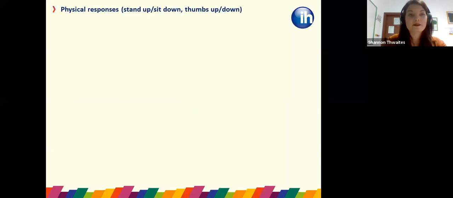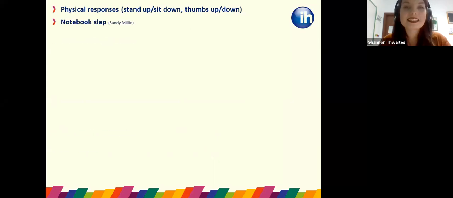So the first idea for today is physical responses. So encouraging your students to stand up and sit down to agree or disagree with you, yes or no. You could do a human tick or cross. Particularly good for those starters reading exercises where they have to read and say yes or no, or tick and cross the box.